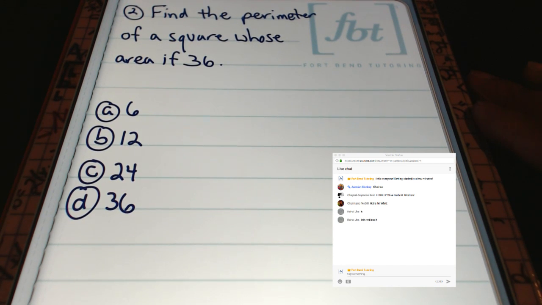And here we have problem number 2, guys. It says to find the perimeter of a square whose area is 36. So all right, let's go ahead and check this out. Once again, we have some multiple choice here. We have choices of 6, 12, 24, and 36.